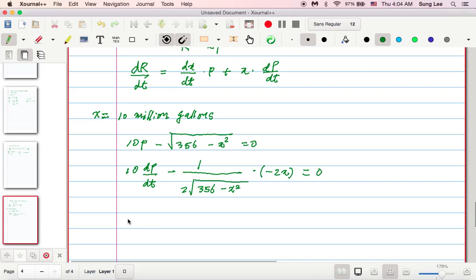So all together, after simplifying, dp/dt plus x over the square root of 356 minus x squared. Oh, you know what? I missed something important, because we are not taking the derivative with respect to x, but with respect to t. You have to multiply by dx/dt at the end, equals 0. So here, of course, I have dx/dt.